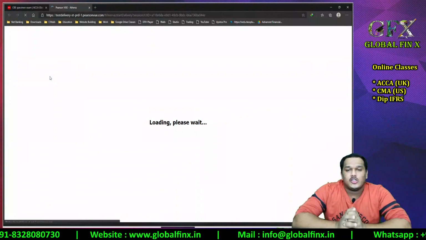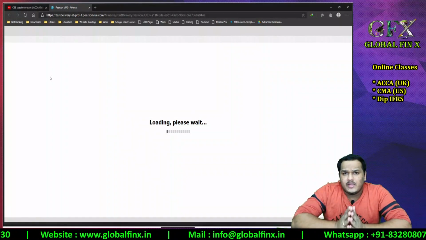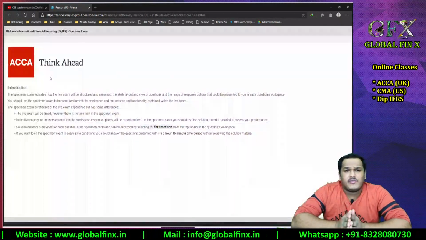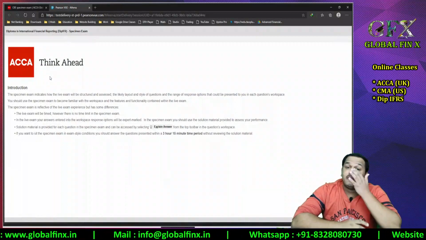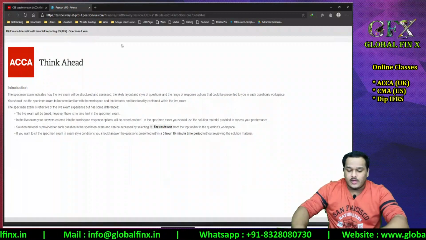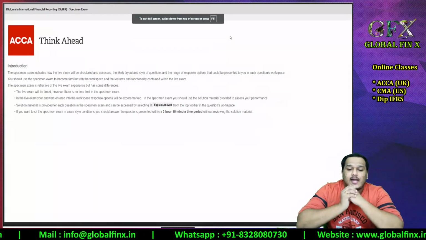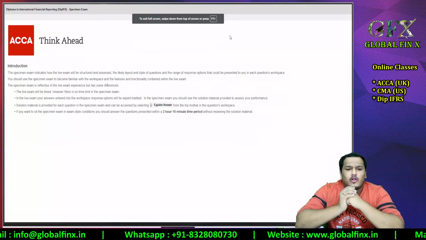While this is being launched, let me tell you, your regular paper pattern will be the same. You will have 4 questions, 25 marks each. The first question will be from consolidation and the remaining 3 will be from various accounting standards, IFRS and IAS. Let me just switch to full screen. This is exactly how your actual CBE exam will look, with a little bit of modifications.